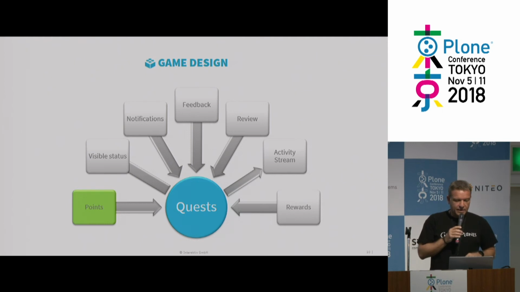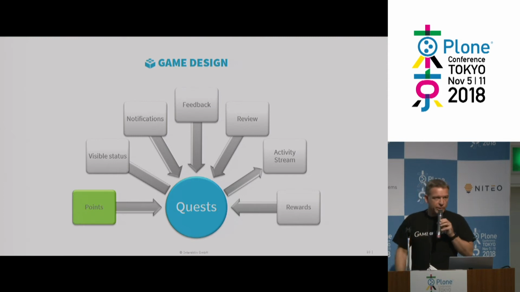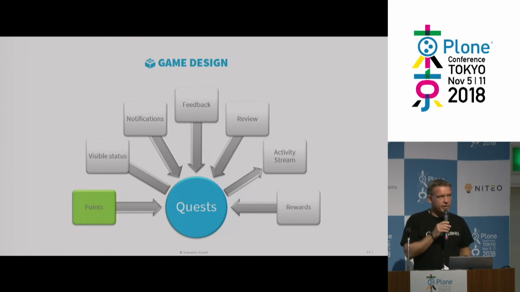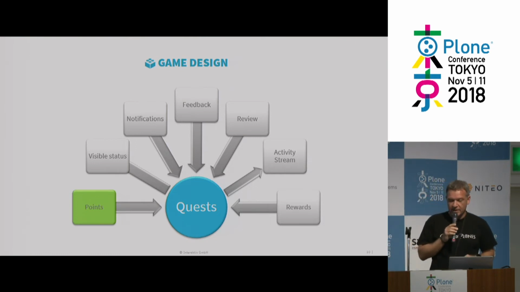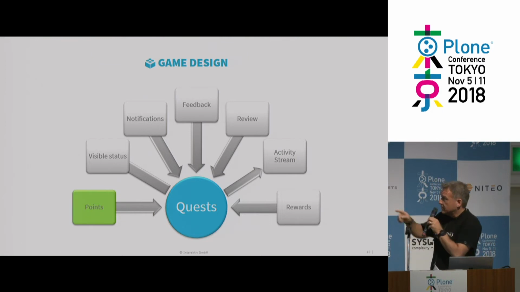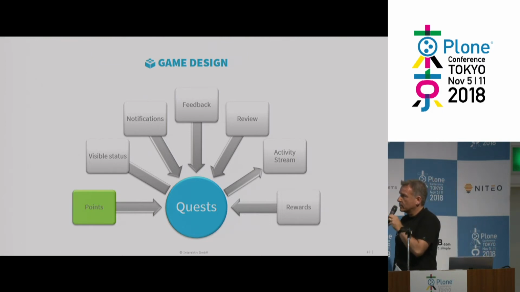So since we work with Scrum and we use the Fibonacci numbers to estimate our user stories, for example, we thought, okay, our reward system could be based on that too. So we gave the points for quests. Those points are 1, 2, 3, 5, 8, 13, 20, 40, and 100, as we do in our estimation games. So that's the point part. You get points for your quests.